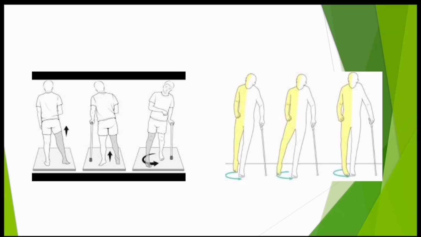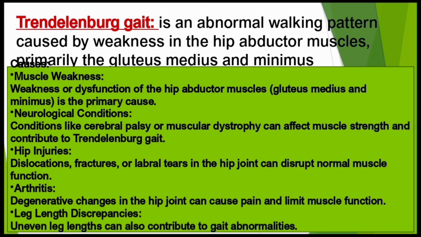So next one is Trendelenburg gait. It's an abnormal walking pattern caused by weakness in the hip abductor muscles, primarily the gluteus medius and minimus muscles. So they can affect this Trendelenburg gait. So causes: muscle weakness. I already said the weakness or dysfunction of the hip abductor muscles, especially gluteus medius and minimus.